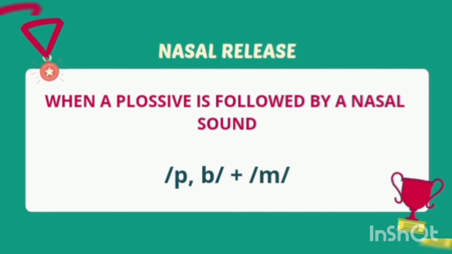Let's continue with the nasal release. It occurs when a plosive sound is followed by a nasal sound. As you can see in the slide, we have the sequence of a plosive sound plus a nasal sound. It means that the third stage consists merely in the lowering of the soft palate, so that the air compressed behind the oral stop escapes through the nose.